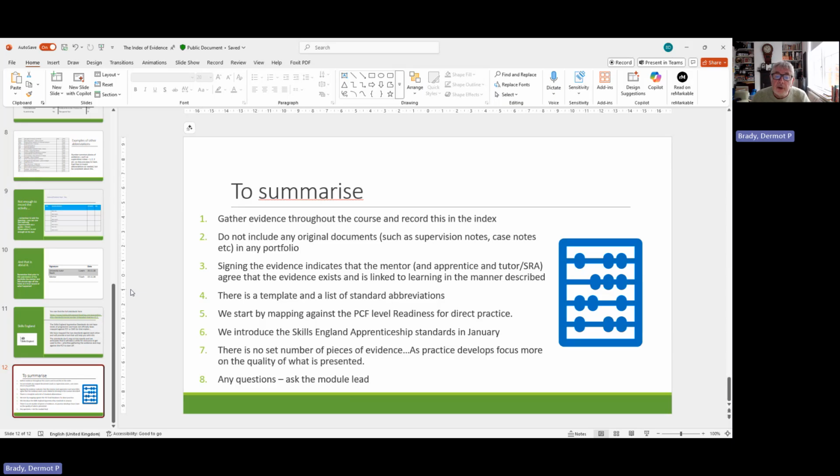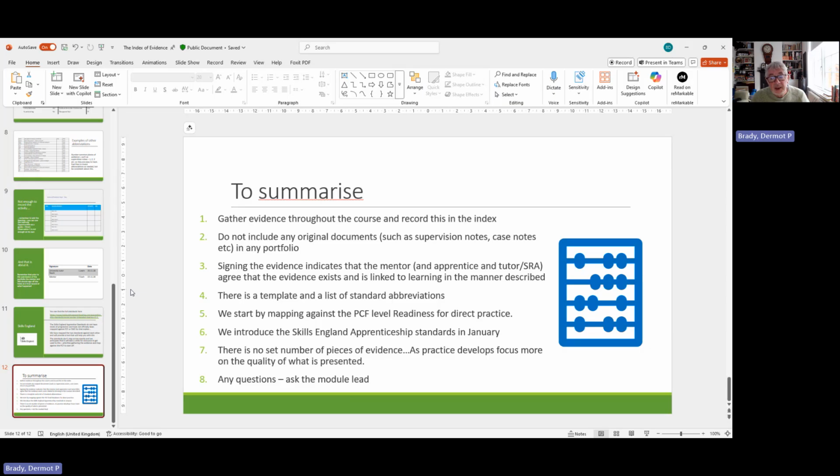The signing indicates that the mentor, SRA, university tutor, on-site supervisor, whoever it happens to be, is validating the truthfulness of that document. So that's not an insignificant thing to do in some ways. There is a template, obviously, and a list of abbreviations. Please, when using abbreviations, number them. And on occasion, you may have to invent your own abbreviation, which is absolutely and totally fine.